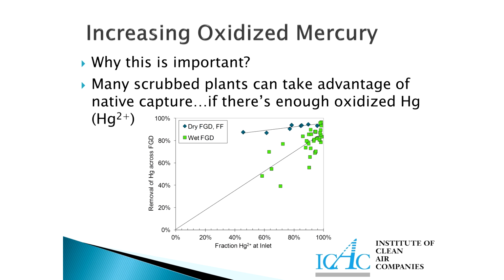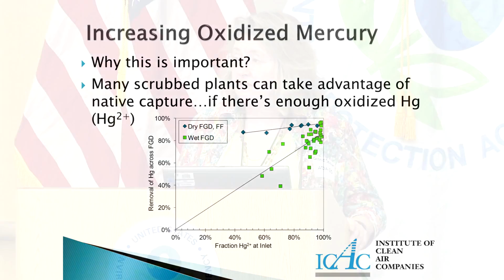But if you are regulated for mercury emissions and you have to achieve on the order of 80 to 90% mercury capture, you may be able to do that with your flue gas desulfurization system. However, you have to maintain a very high level of oxidized mercury coming into that device.